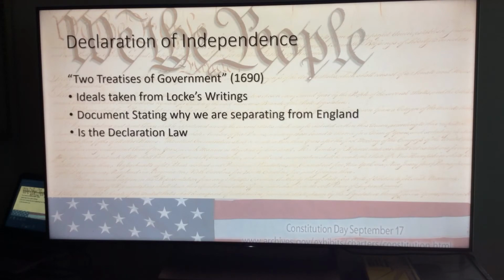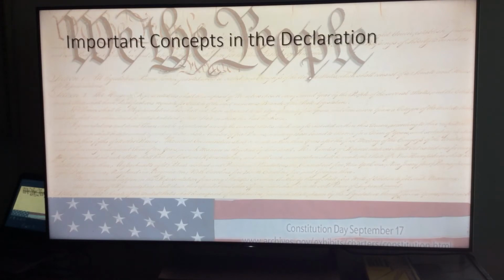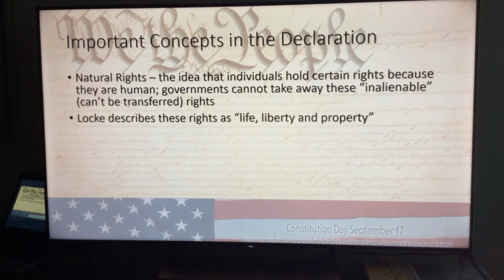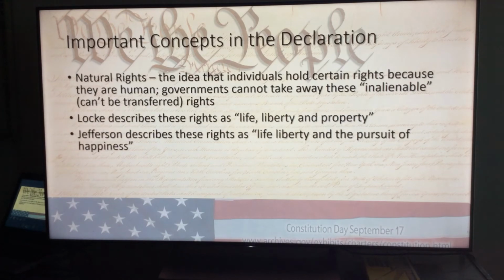We talk about natural rights. So, important concepts. Natural rights, the idea that individuals hold certain rights because they are human. Governments cannot take away these inalienable rights, rights that can't be transferred. What we talked about in Chapter 1, those three rights: life, liberty, pursuit of happiness. Locke is life, liberty, and property. Pursuit of happiness is more encompassing than property, so I think that's why Jefferson went with pursuit of happiness.